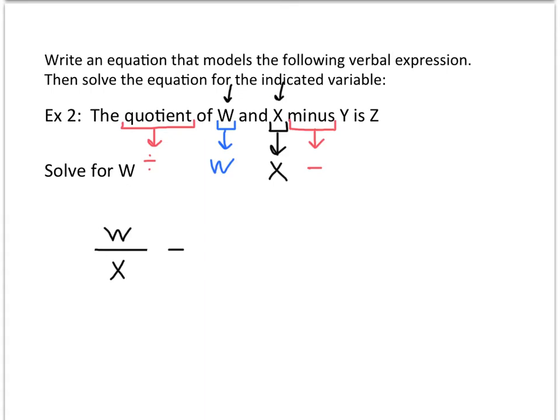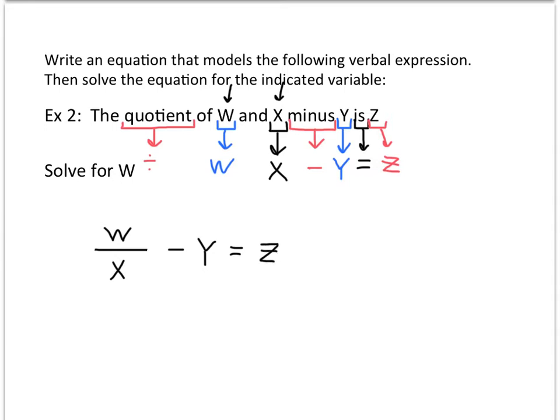Now what is being subtracted from that fraction? Well, that is the y. So I'm going to take away a y from the w over x. And now we're going to keep going here. I have this keyword is, which we remember is an equal sign. And what is it equal to? Well, that's this z. So I have w over x minus y equals z.